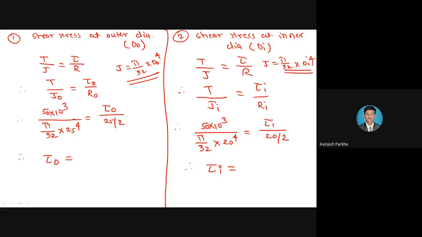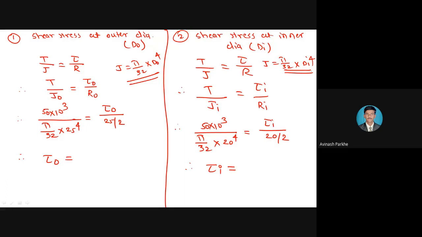Do the calculations properly. Go for more and more simplification. Pi by 32, 25 raised to 4. Calculate the separate value. 25 divided by 2 means 12.5, and by rearranging the terms, tell me the value of tau I.